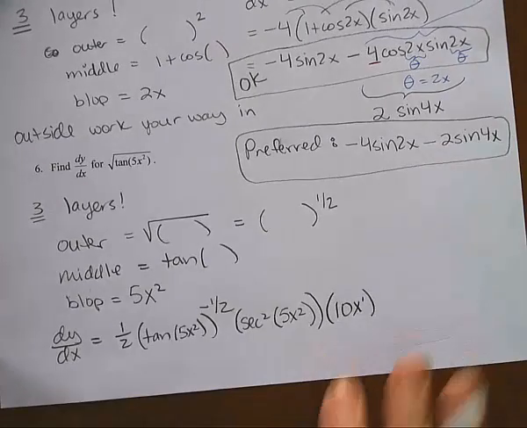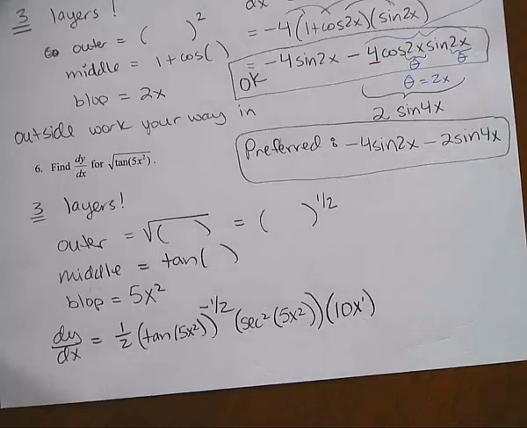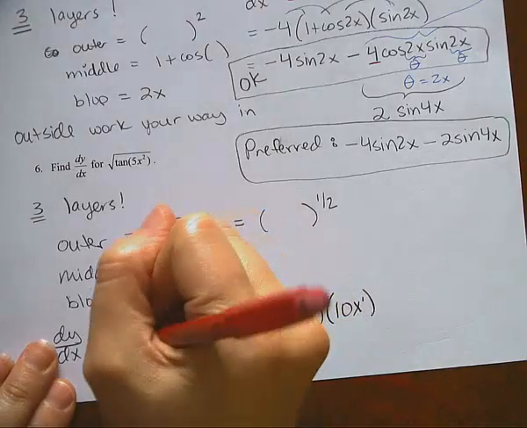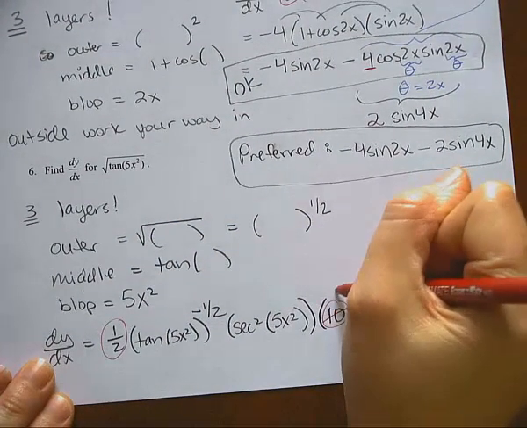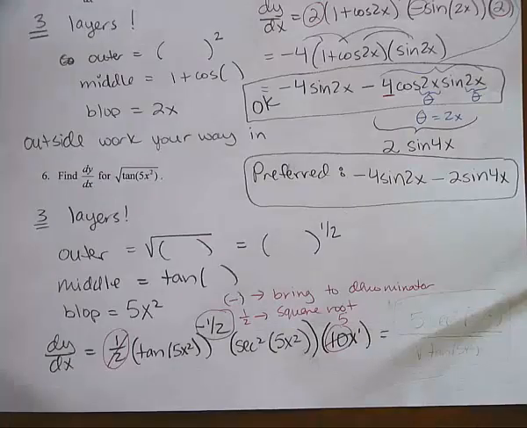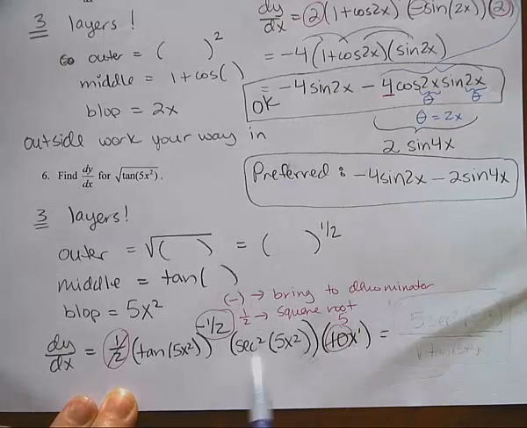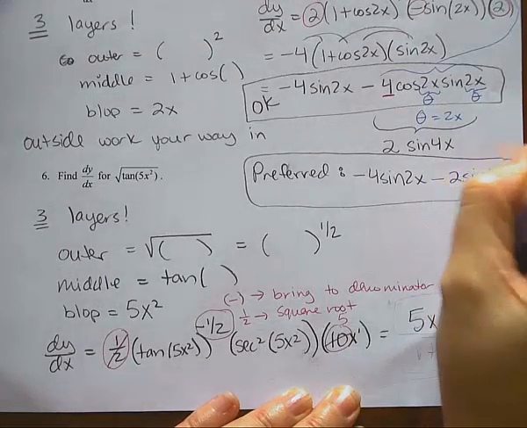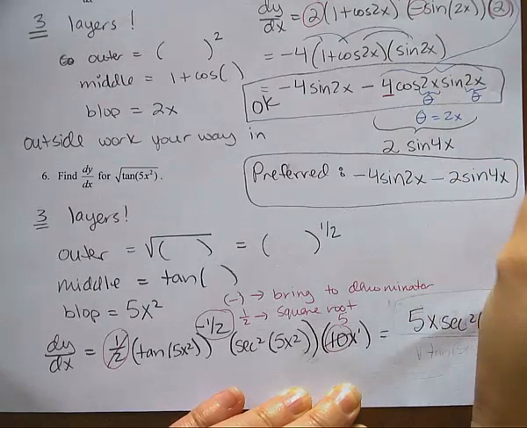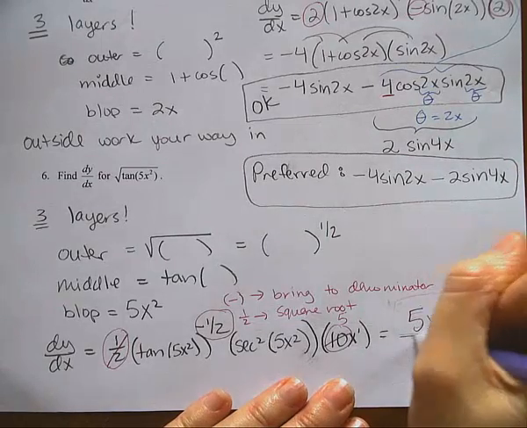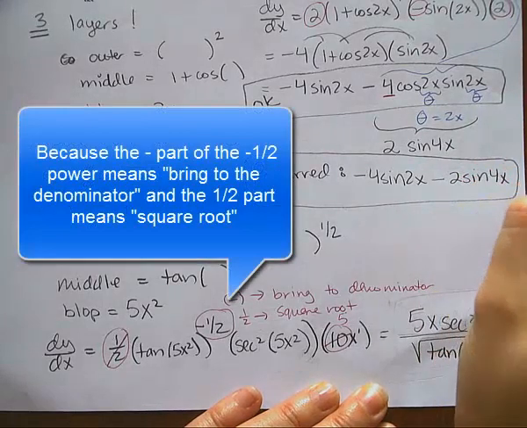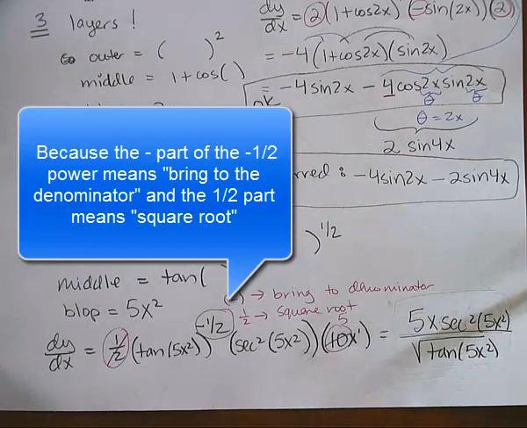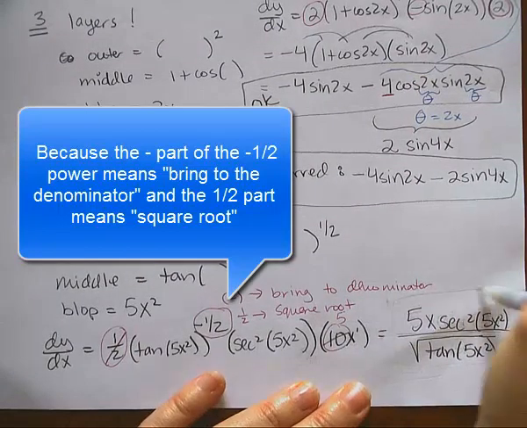But again, there's some simplifying that we have to do here, because this is definitely not anywhere near simplest. One thing I noticed are my coefficients are 1/2 and 10. And that'll basically just reduce down to 5, because 2 can go into 10 5 times. So then I see that in the numerator I'm going to have 5x and secant squared 5x squared. And all of that is going to be divided by the square root of tangent of 5x squared. So that right there is a very complicated answer.